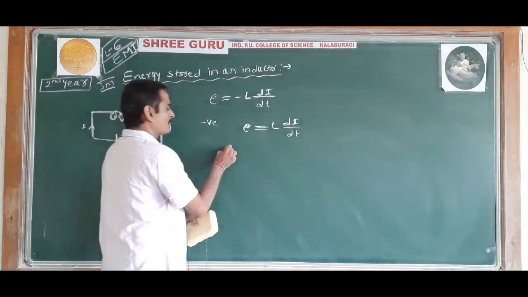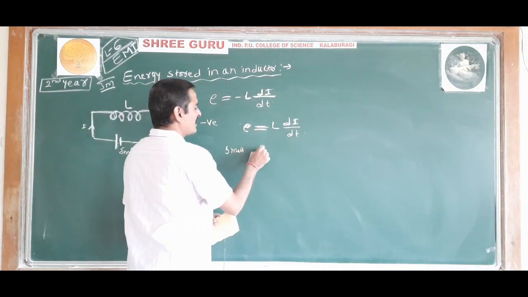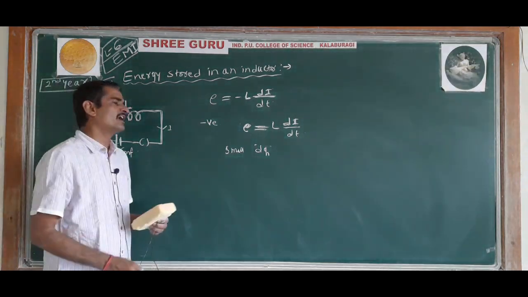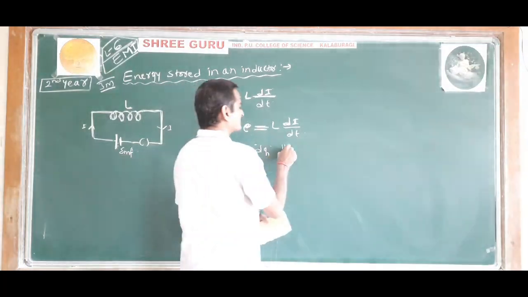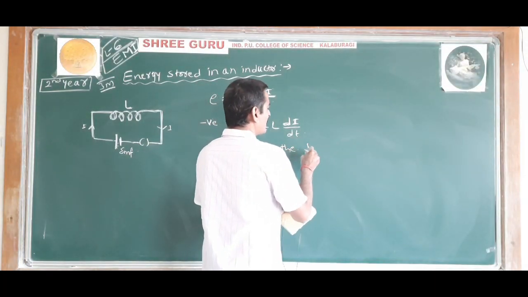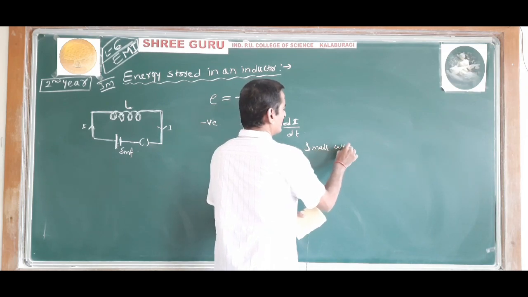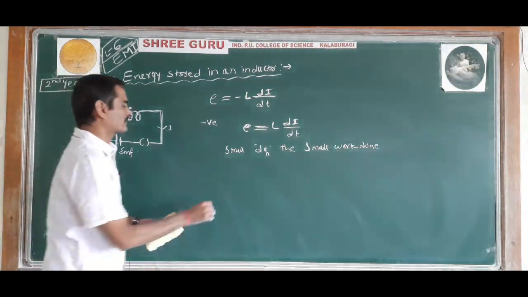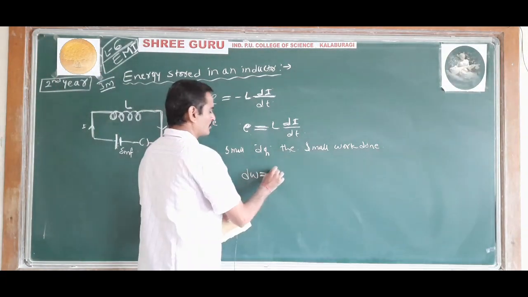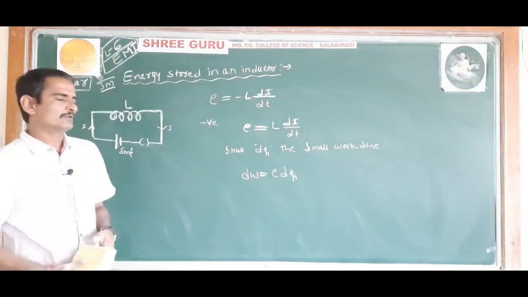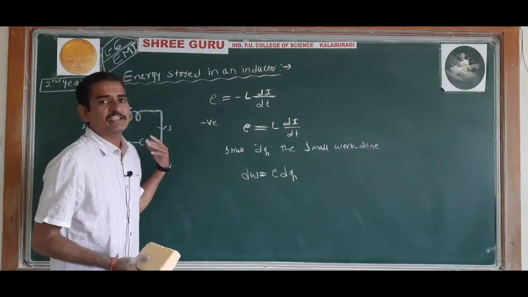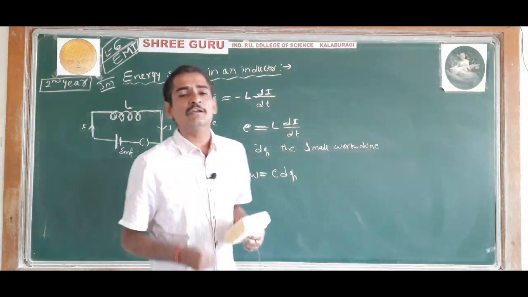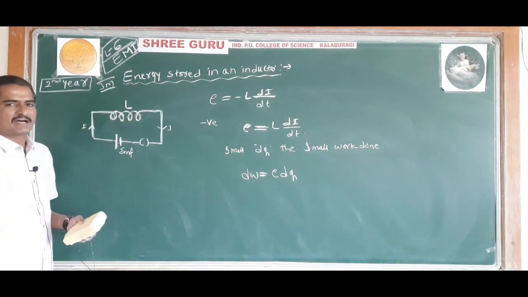So now let a small charge dq be driven through the inductor. To drive a small charge dq through the inductor, the small amount of work done is given by dW is equal to E into dq. That is, the work done by the EMF of the battery. A small amount of work has to be done by the EMF of the battery for a small charge dq to pass through the inductor.